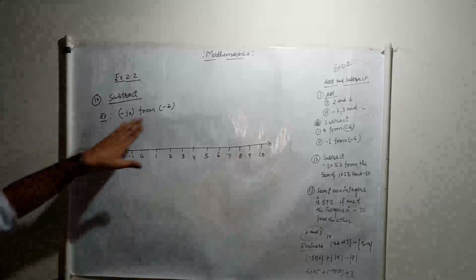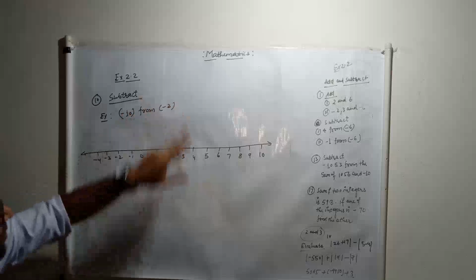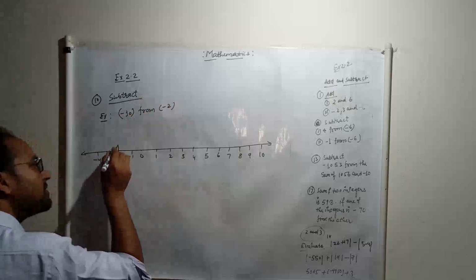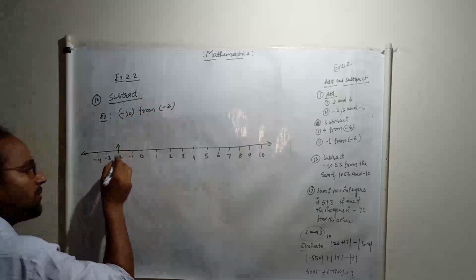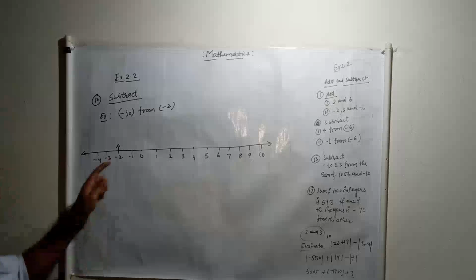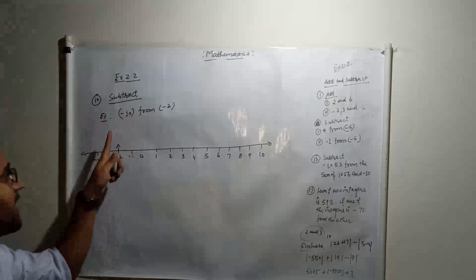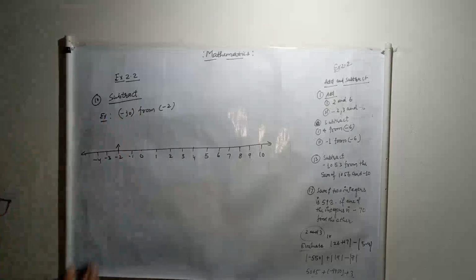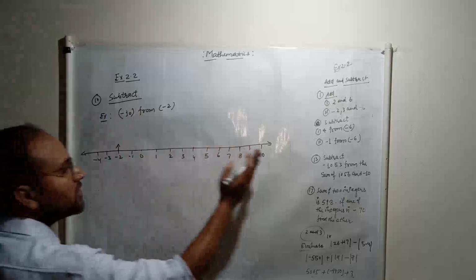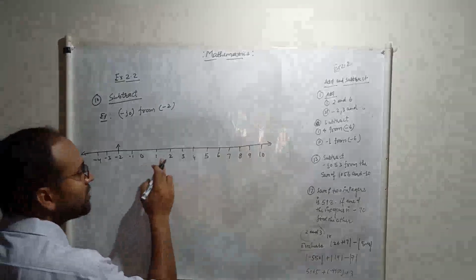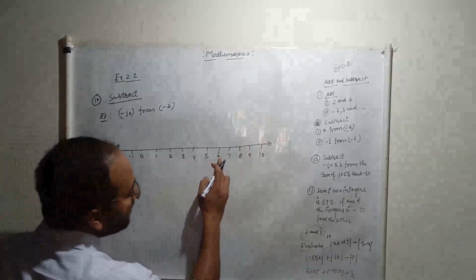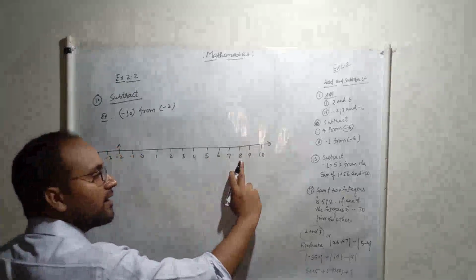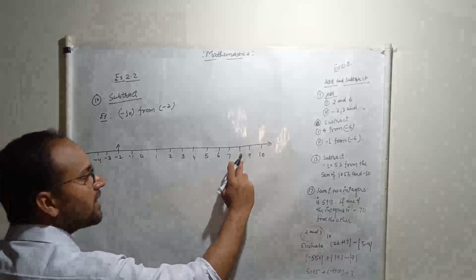Students, subtracting minus 10 from minus 2. This is the starting point, minus 2. In this I am going to subtract minus 10, which means that I am going to add 10. If you are adding, you are moving to the right side, 10 steps to the right side. 1, 2, 3, 4, 5, 6, 7, 8, 9 and 10. Where will you reach? That one is your final position. That one is 8.